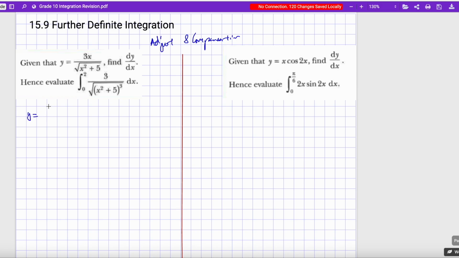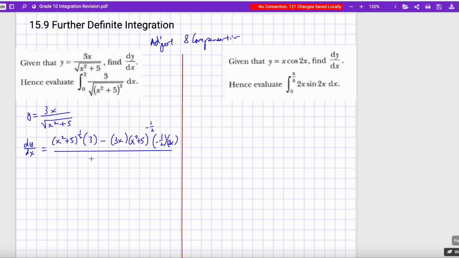So y is equal to 3x over the root of x squared plus 5. We want to differentiate this, so we'll use the quotient rule. We have x squared plus 5 to the power of half times 3, minus 3x times x squared plus 5 to the power of minus half times minus half times 2x. Quite a bit at the top. Then we square the denominator, so we have x squared plus 5.